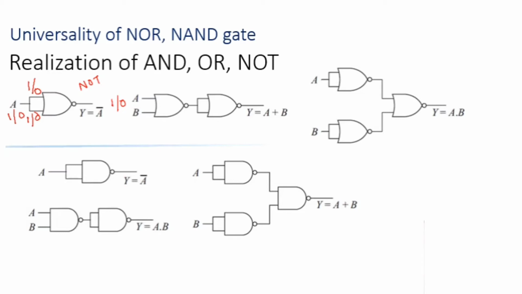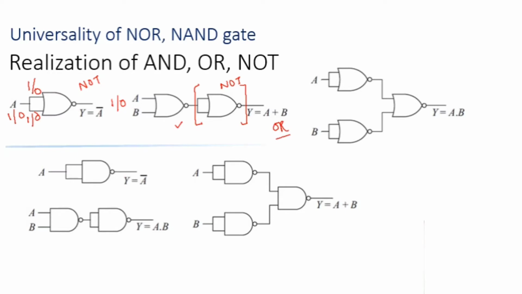And similarly, now this is my NOT gate. This is my NOT gate using NOR. This is actually a NOT gate. And now we can easily see this is a NOR gate, and if I apply a NOT at the output of NOR, I will be getting OR output. So this is OR gate using NOR.